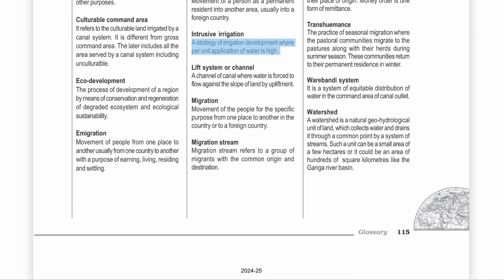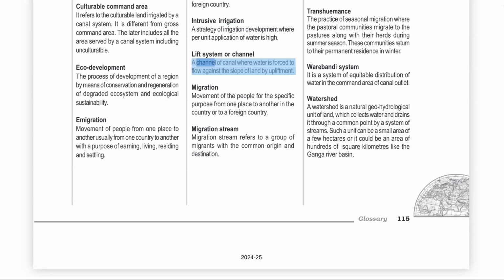Intensive irrigation: a strategy of irrigation development where per unit application of water is high. Lift system or channel: a channel of canal where water is forced to flow against the slope of land by upliftment. Migration: movement of the people for the specific purpose from one place to another in the country or to a foreign country. Migration stream: a group of migrants with the common origin and destination.